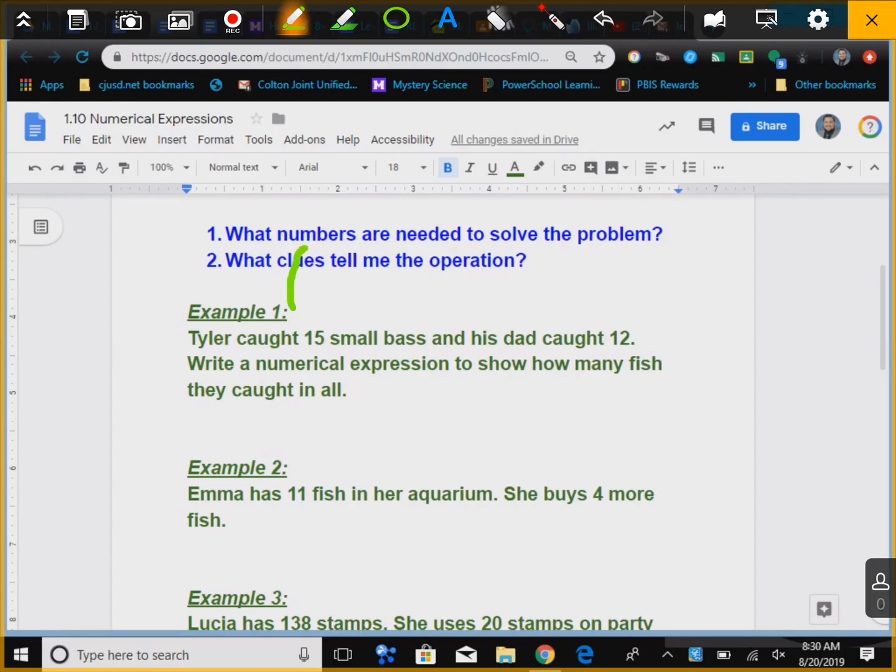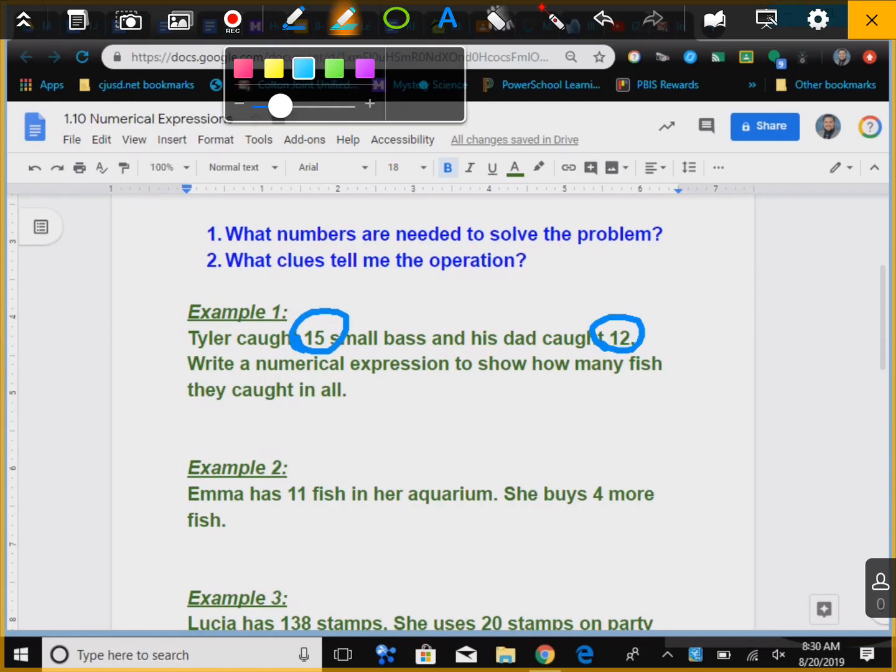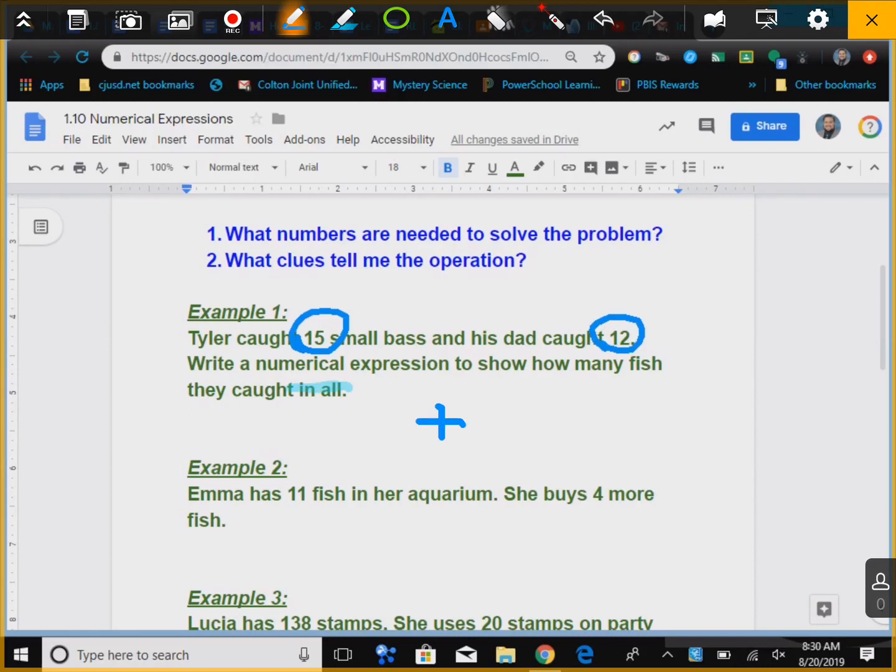So, right away, I'm going to look at what numbers I'm going to need to solve this problem. I see that there's 15 and there's 12. And what clues tell me about the operation? What operation is being used? I see "caught in all." "In all" tells me it's going to be addition. So it's going to be 15 plus 12. And that's it. You don't have to solve it. There's no equal sign. You're just showing me what the numerical expression is.